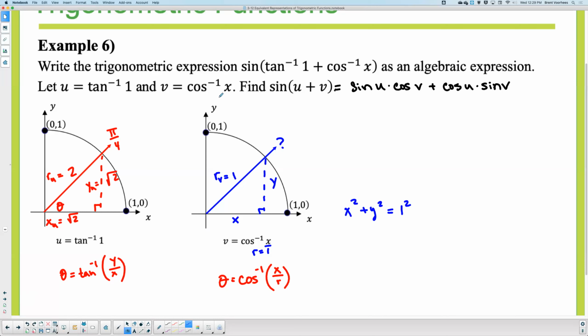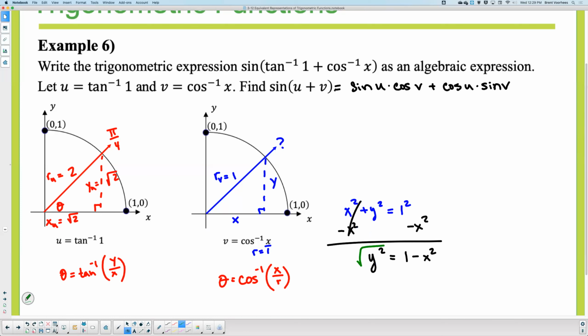It says to solve this as an algebraic equation, which means solve it in terms of x. So I'm going to isolate y to figure out what it is in terms of x. How do I get y squared by itself? You subtract x squared first. So y squared equals 1 squared minus x squared.